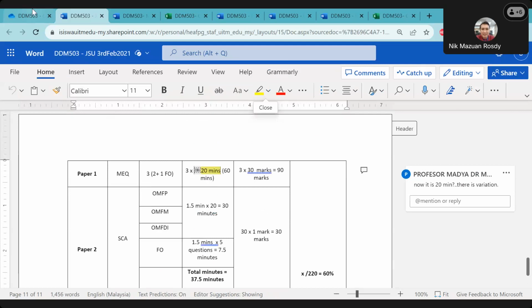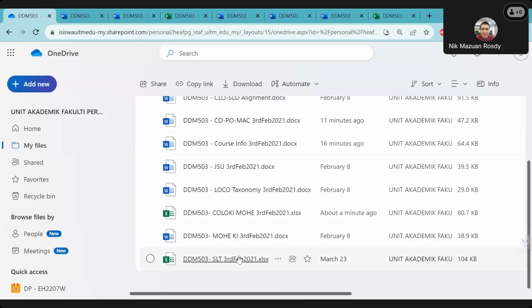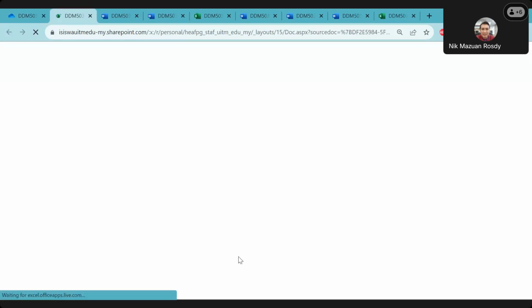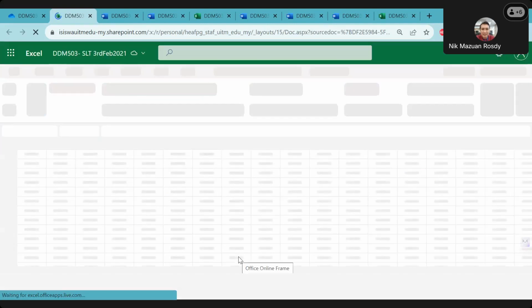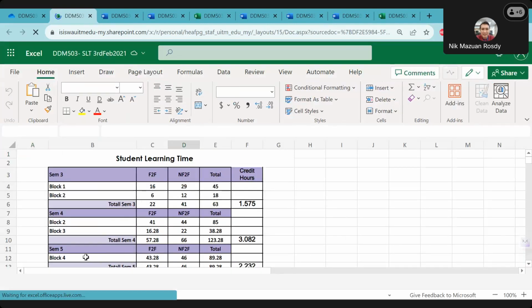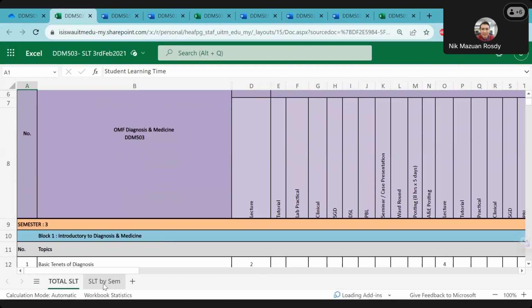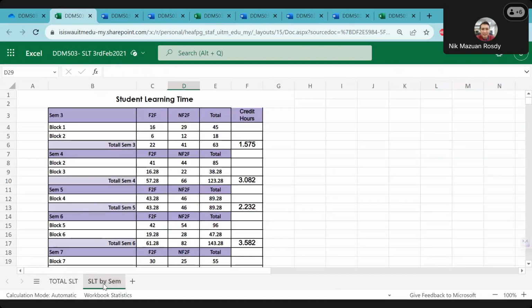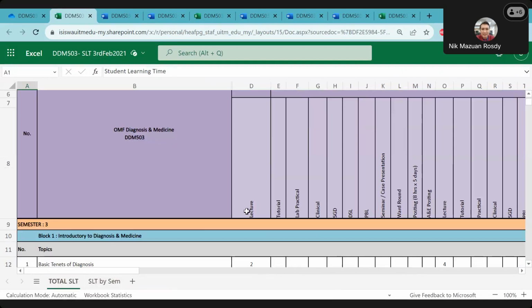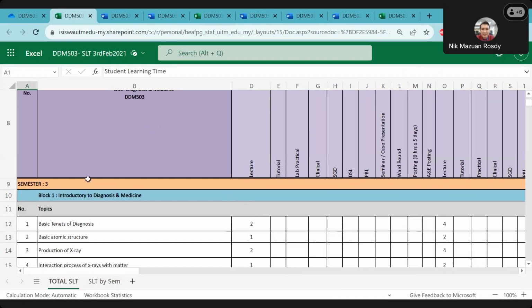Okay. Alright. And then the last one is SLT. So for the SLT, you need to have several lah. I would recommend kalau boleh you ada total SLT and total SLT by SAM like this. Okay. I think Unit Academic pernah minta kot kita buat by SAM like this.